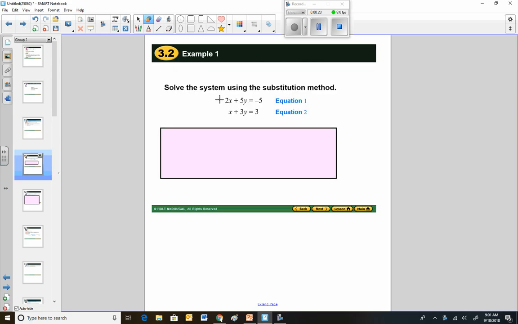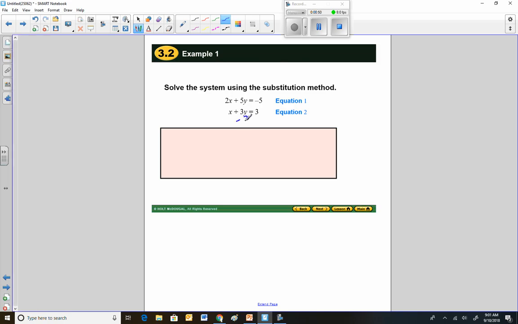Notice here are your two equations, and they say solve the system using the substitution method. The reason you would choose substitution is, look at this: this is a single x. If you had a single y, you would solve for y. If you have a single x, you solve for x. We have this x all by itself, so what we do is we move the 3y over here. Let me grab a pen and show you the process. So we subtract our 3y from both sides.